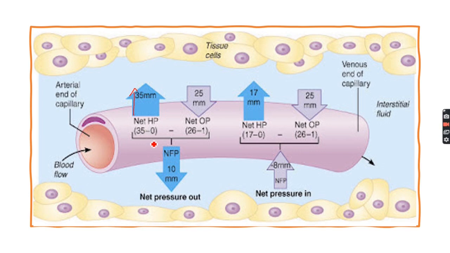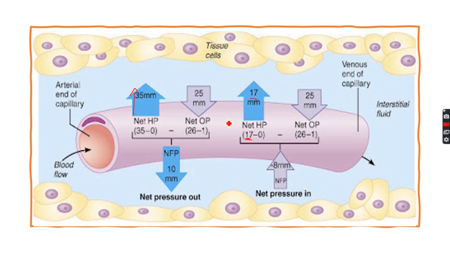So at the venous end of the capillary, the hydrostatic pressure is much less, as we can see. It's only 17 millimeters of mercury compared to 35 millimeters of mercury. Why? Well, this is because some of the fluid has already been pumped out. So as we move along, there's less pressure exerted by the fluid.